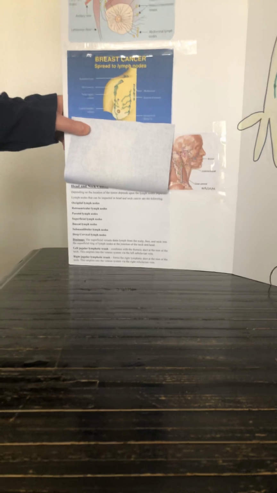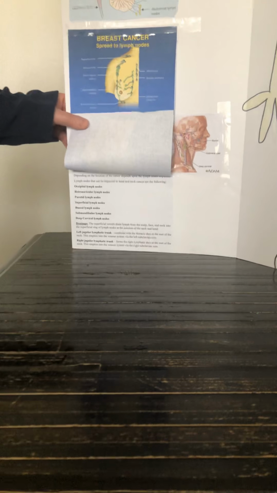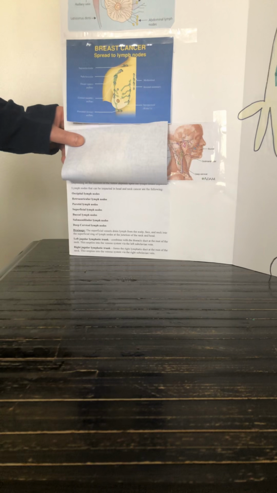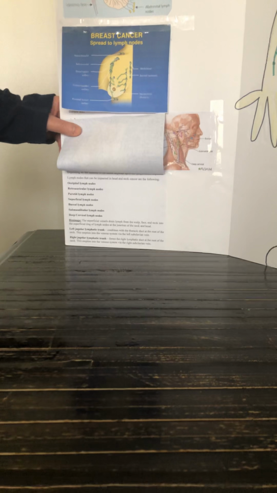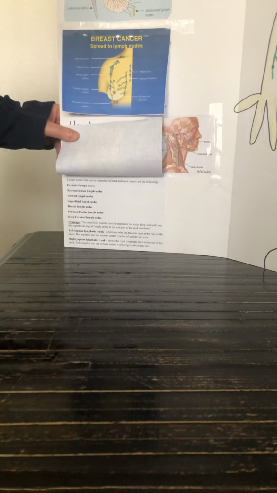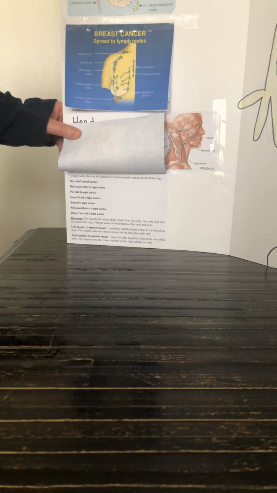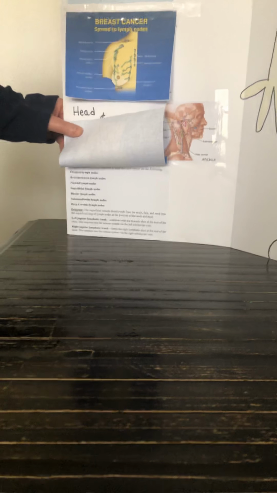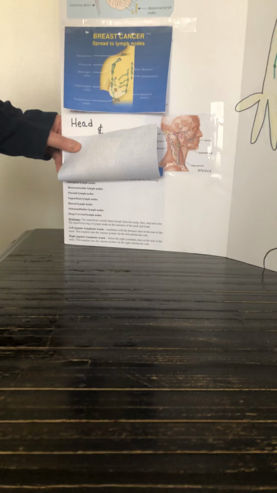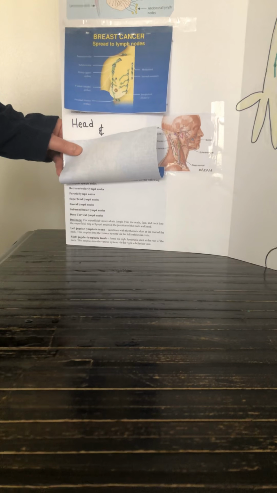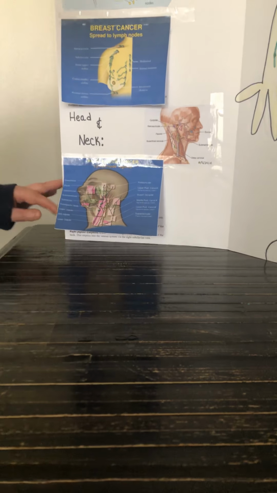Again, depending on the location of the tumor depends upon the lymph nodes impacted. Lymph nodes that can be impacted in head and neck cancer are the following: occipital lymph nodes, retroarterial lymph nodes, parotid lymph nodes, superficial lymph nodes, buccal lymph nodes, submandibular lymph nodes, deep cervical lymph nodes.